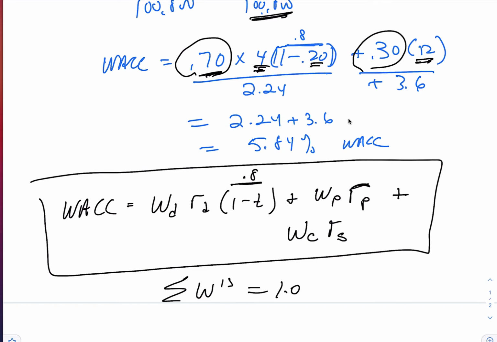So now let me put in a word about those weights. As I just said, the weights add up to 1. That kind of makes intuitive sense, but you have to keep in mind what those weights represent. Those weights represent a target capital structure of the firm. Now, what do I mean by target capital structure?